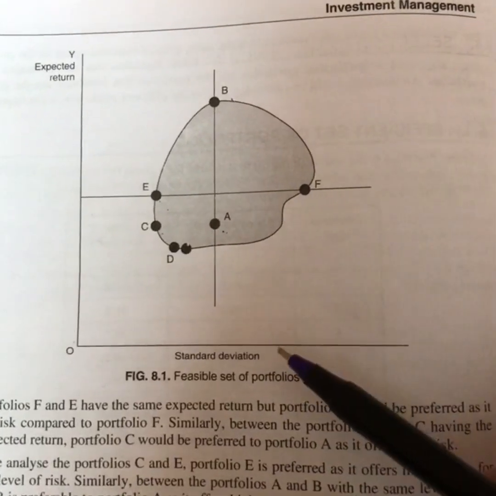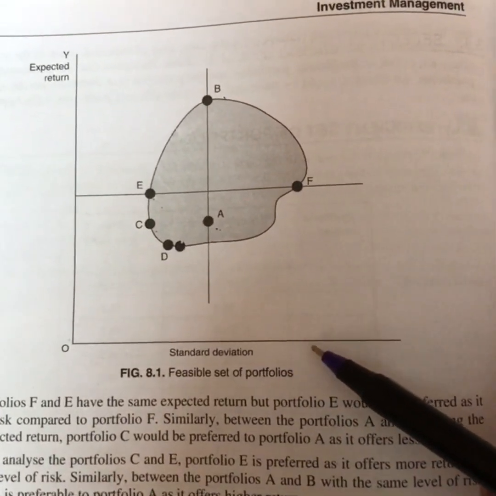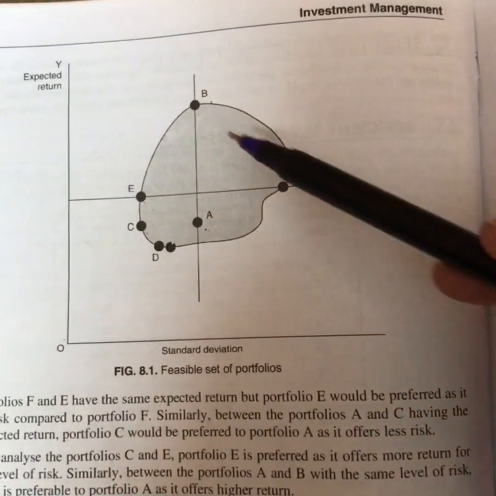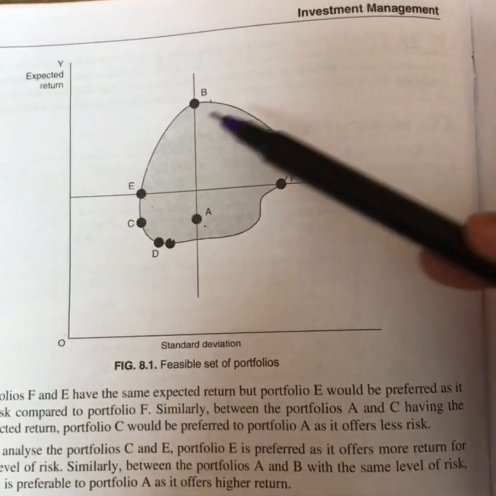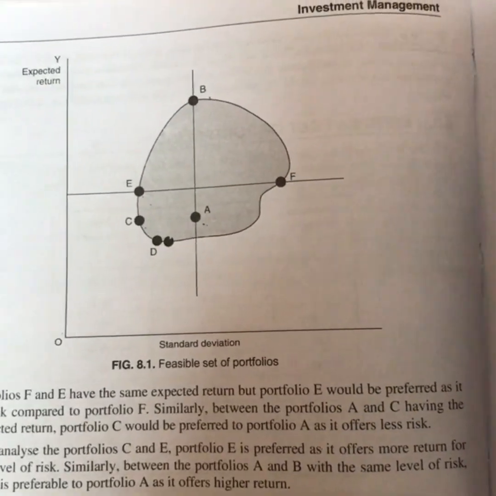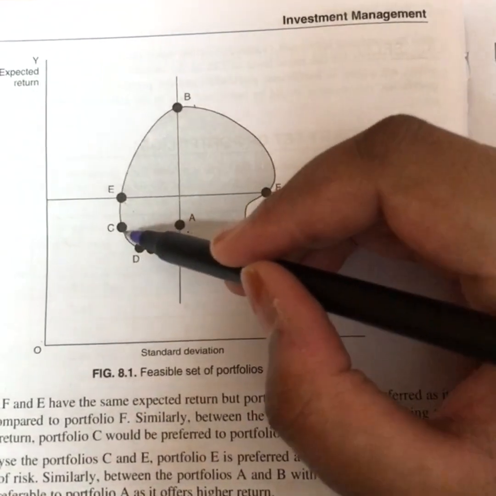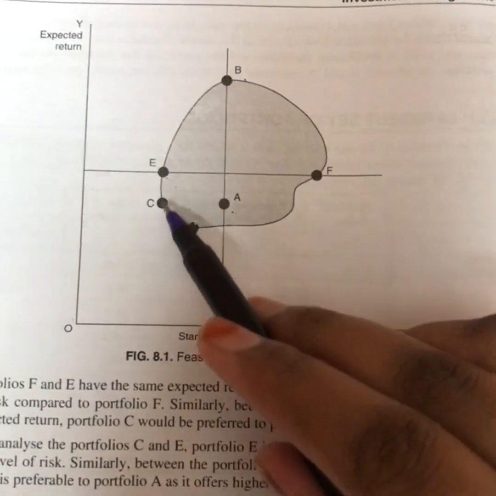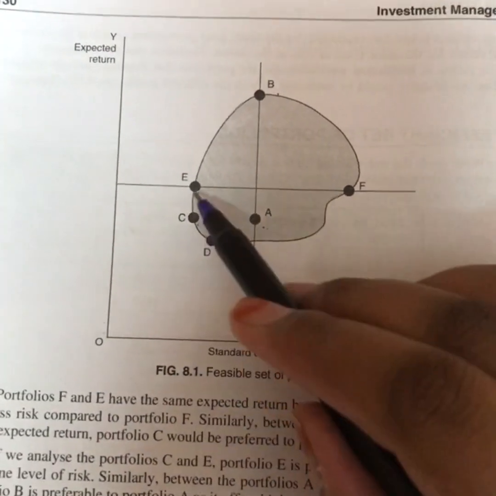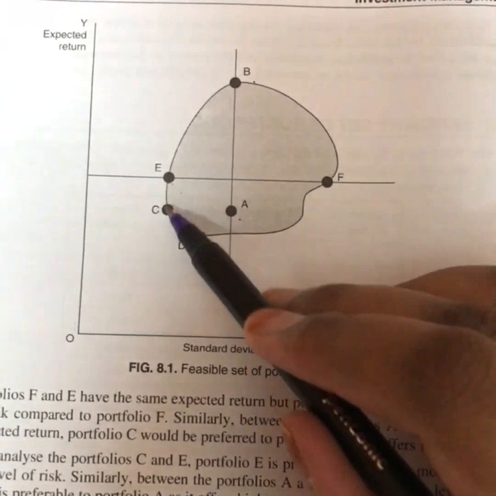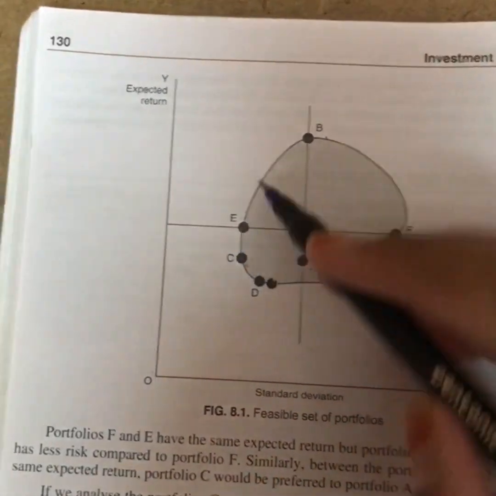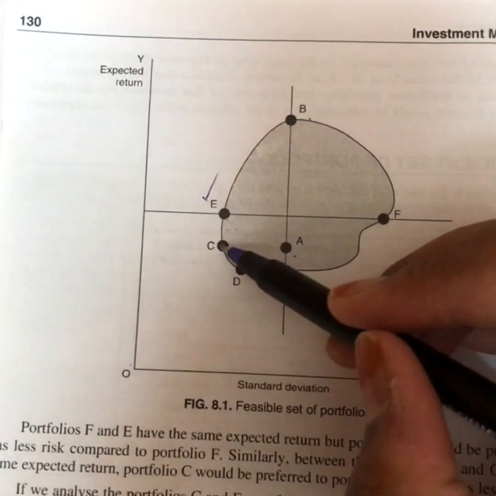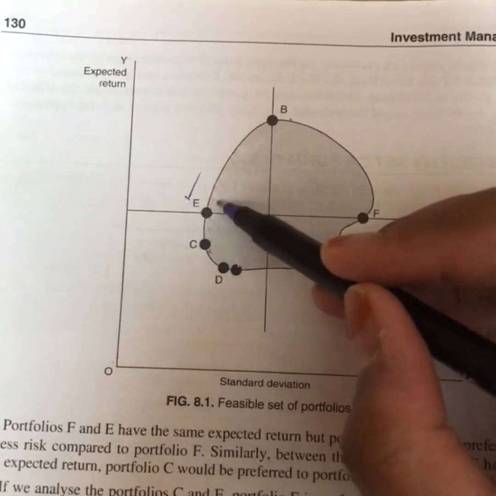Your x-axis is standard deviation, which is nothing but the risk, and your y-axis is the return. Here they have given you A, B, C, D, E, F. These are nothing but the securities. Now if you see E and C, they have the same level of standard deviation, which is nothing but the risk. They have the same level of risk, but the return is higher in the case of E. So when comparing C and E, I will choose E.